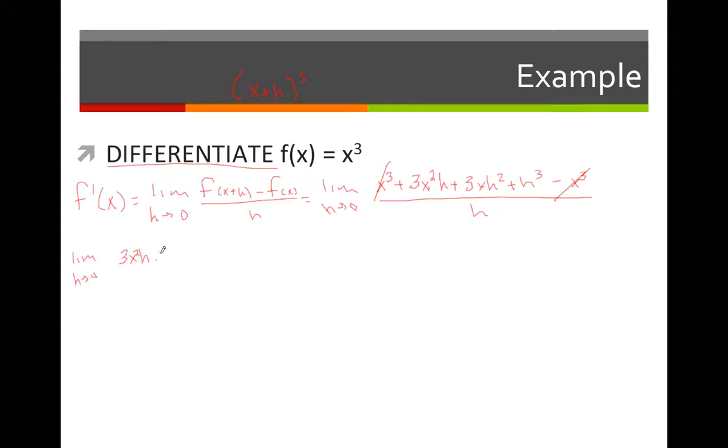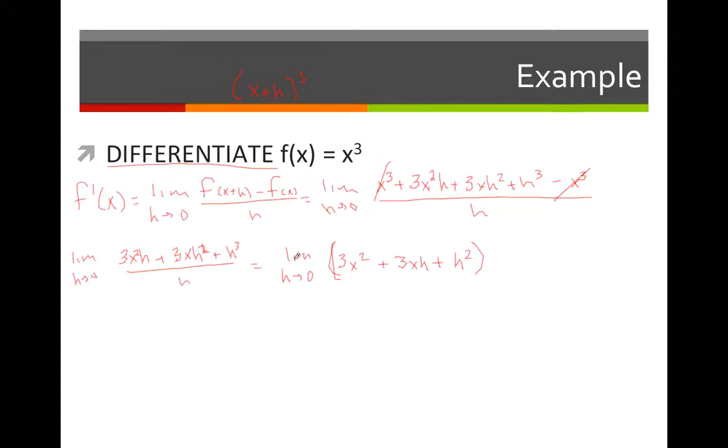3x squared h plus 3xh squared plus h cubed all over h. You'll notice that I can cancel my h's, because that's the whole key to this formula, if you want to call it a formula. The h is canceled, so I get 3x squared plus 3xh plus h squared. And that's all under the limit there.